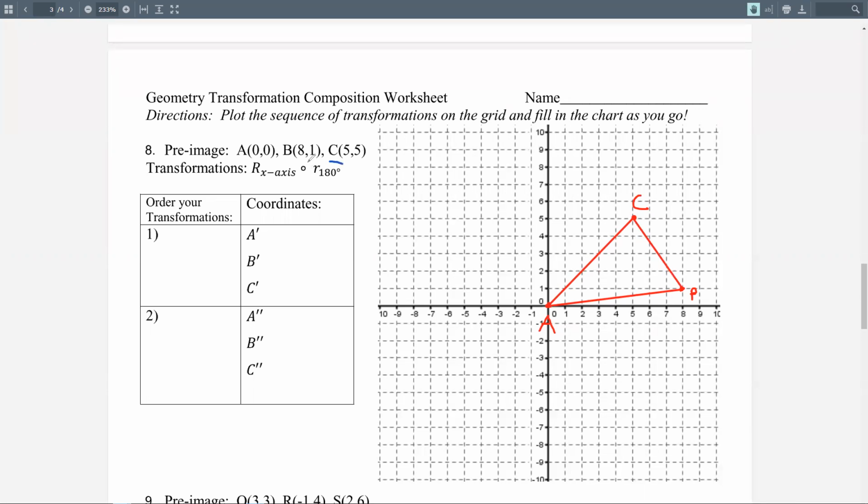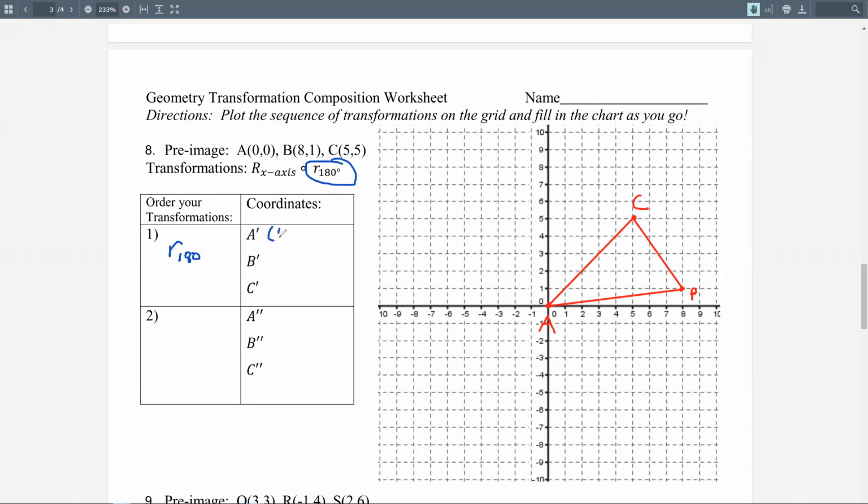So we need to do, again, we've got to go in reverse order here. It's the reflection of the rotation, so we need to do the rotation first so we can reflect the rotation. So we need to do the rotation 180 degrees first. And so our rule for rotating 180 is just to change the sign.